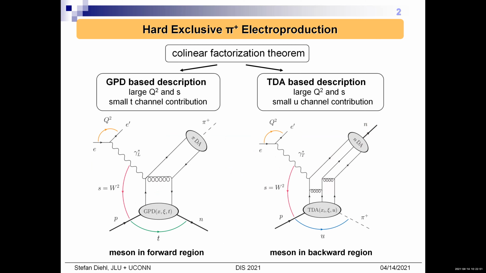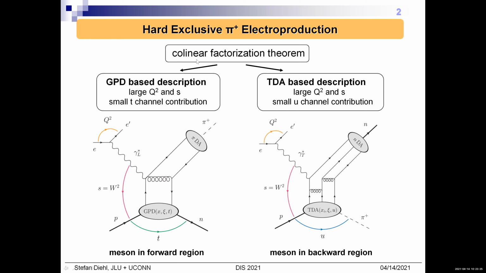So let's start with a short introduction. How can we describe the hard-exclusive π+ electroproduction? Here, the collinear factorization theorem allows us two descriptions. On the one side, a GPD-based description, which is valid for large Q² and S, and for small t-channel contribution, which means that the meson or the pion is going in the forward region. And then the process can be described by this diagram here, where we have the hard perturbative part of the electron scattering up here, and the soft part is described by a GPD and by a pion distribution amplitude.